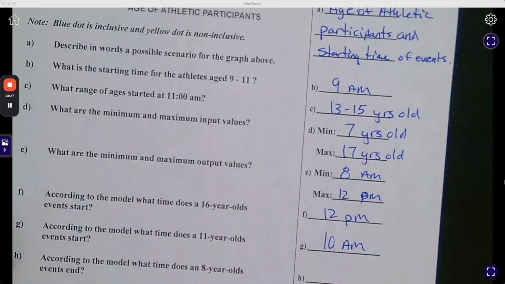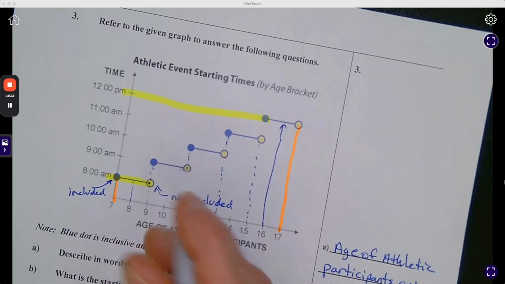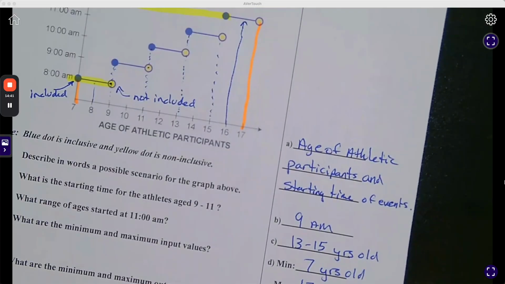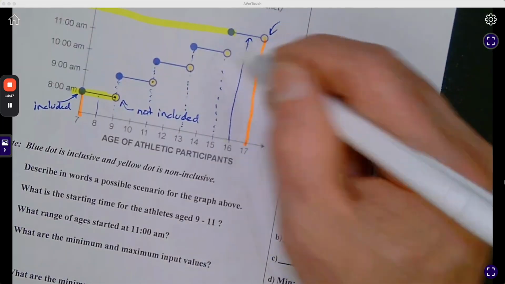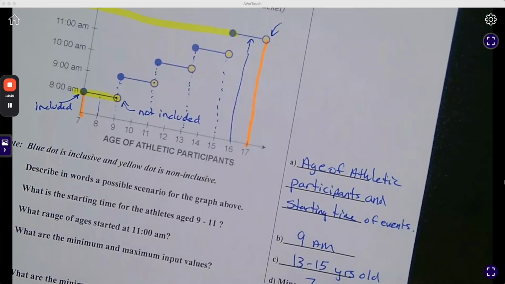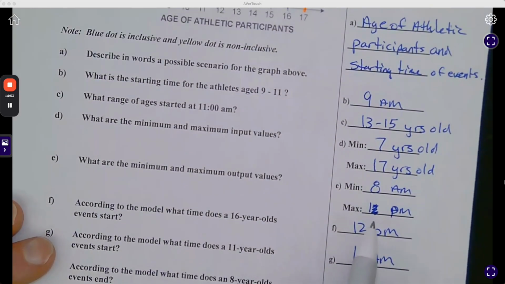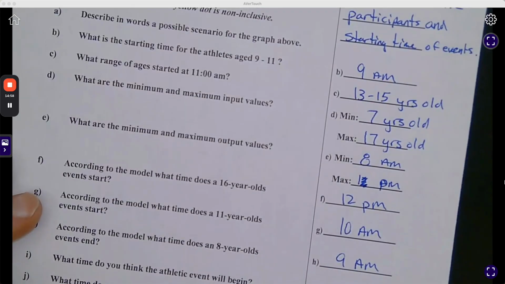According to the model, what time does an 8-year-old's event end? Here's 8. They end at 9 a.m. You know what? I'm going to go back up here. I don't think the maximum is 12 p.m. I think the maximum is going to be 1 p.m. because all of them go for an hour. So I'm changing this to 1 p.m. It starts at 12 but goes to 1. Okay.